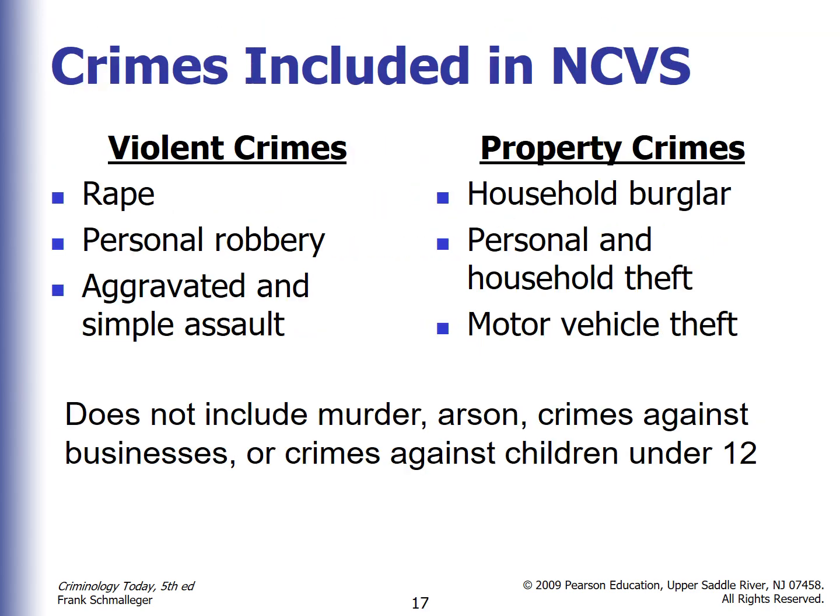So what's included? All right, violent crimes: it includes rape, or in most states now it's called sexual assault, personal robbery, aggravated and simple assault. Property crimes: it includes household burglaries, personal and household theft, and motor vehicle theft. It does not include murder, arson, crimes against businesses, or crimes against children under 12, as I mentioned previously. So it's going to give us some of the crime picture, but certainly not all of it.